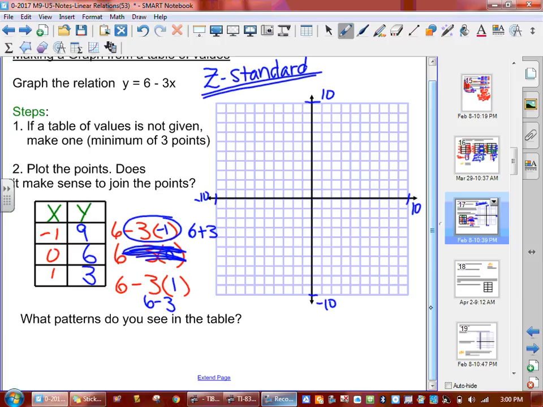Now, when we plot them, we start with the x values. If I were going to use this first point, -1 and 9, what it's telling you is to start at 0, 0. It's telling me to go left 1, up 9. And that's where I make my dots. Okay, left 1, up 9. The next one says, starting in the center, I don't go left to right, I just go up 6. So I go up 6 and make a dot.